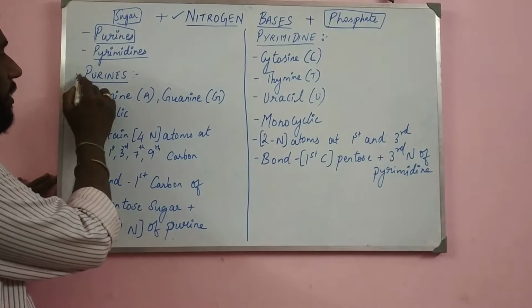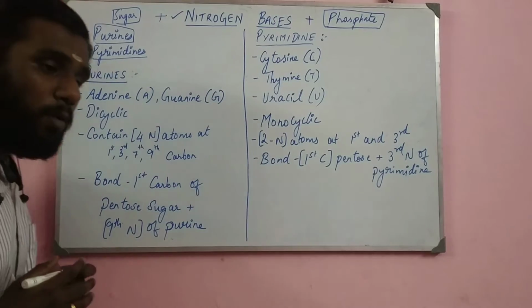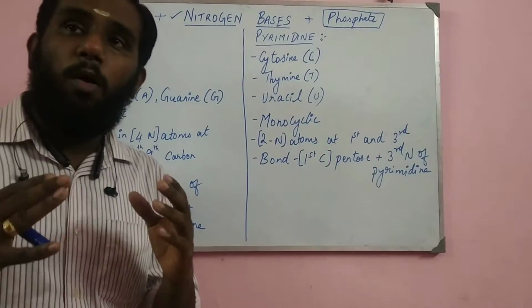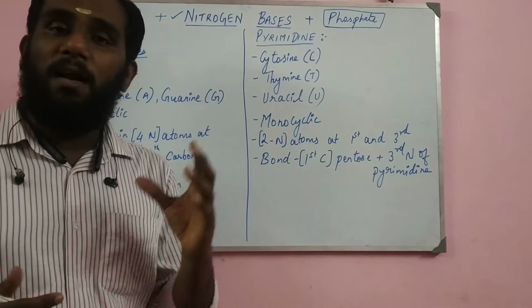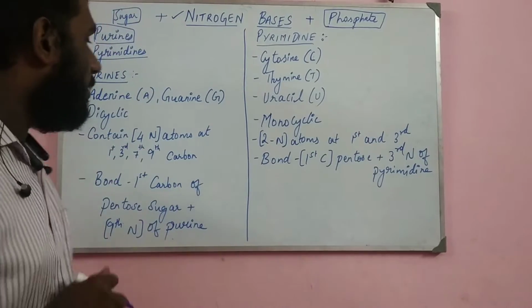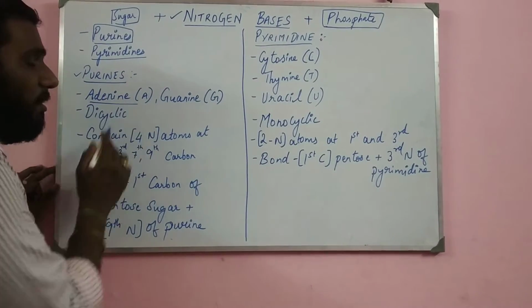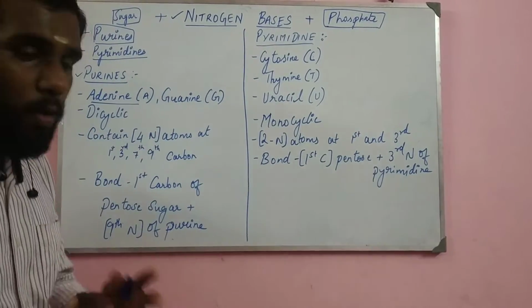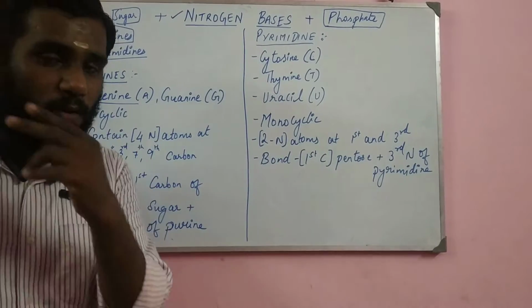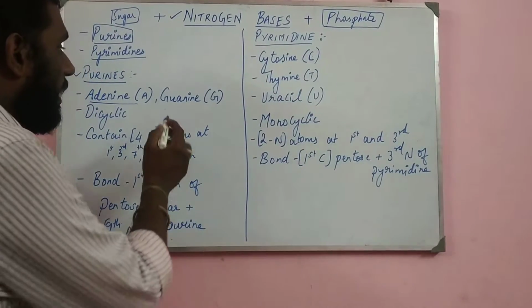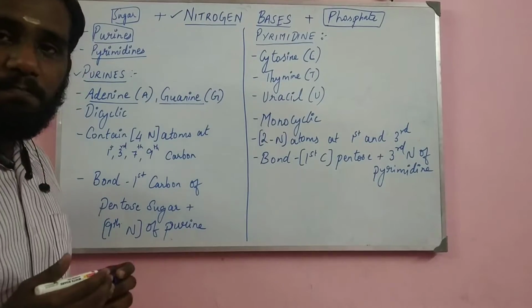The first one is the purine. If you take purine, there are two molecules which come under this category. The first one is called adenine, however you can pronounce it, as per your comfort. And the second one is guanine.